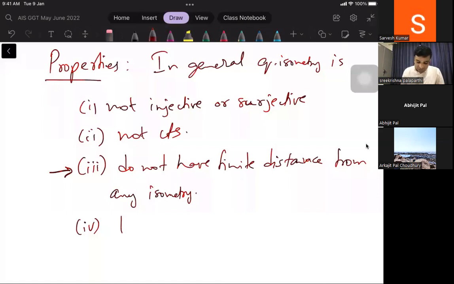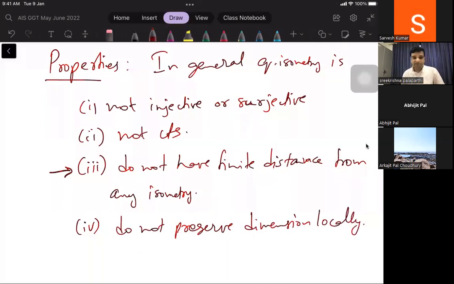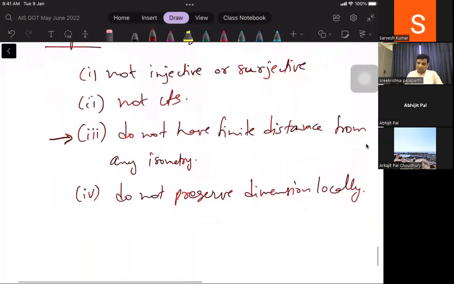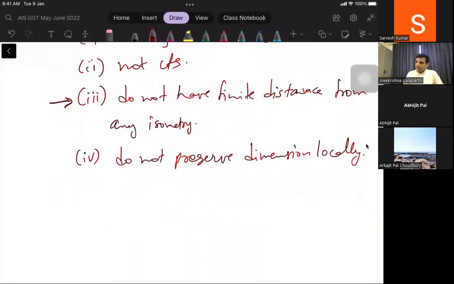And so these do not preserve dimension locally, like in the Z plus Z example, that metric space Z plus Z. Okay, so they do not preserve dimension locally. So these are some of the properties. And we have an alternative characterization of these quasi-isometries.